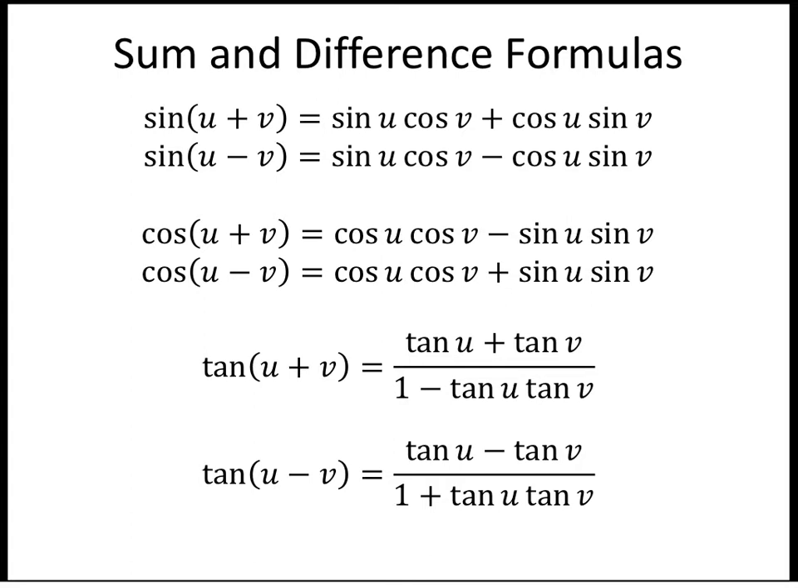Then finally we have tangent of u plus v. That equals tangent u plus tangent v, so these signs are the same, over 1 minus tangent u times tangent v. So these two are added, these two are multiplied. These signs are the same, these are different. And then the signs flip-flop, but not the order of things, for the difference formula for tangent.